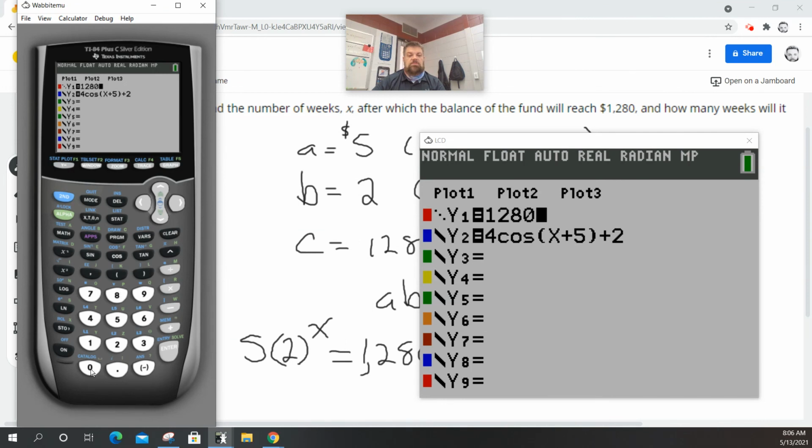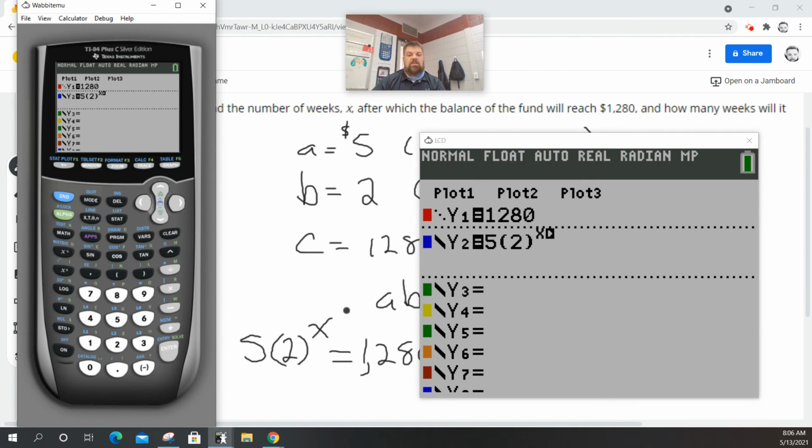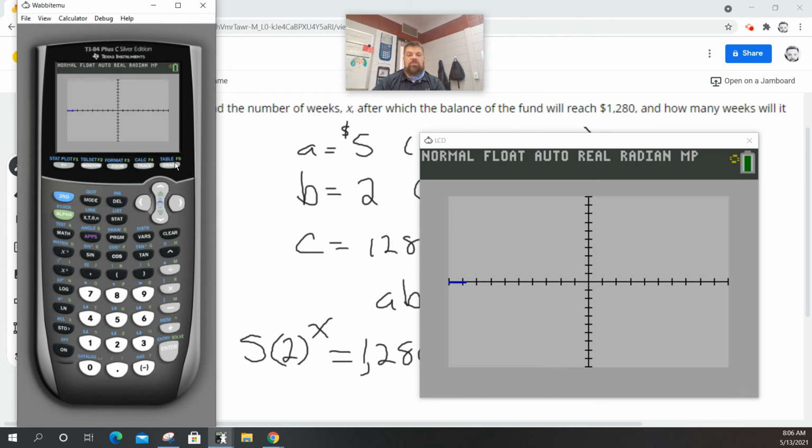Okay. So I'm going to graph the right-hand side of the equation, and then I'm going to graph the left-hand side of the equation. All right. Now what I'm looking for is where they cross. So let's take the graph. Hopefully it'll show up on the screen. I don't know. Maybe it will, maybe it won't. So that's my exponential function. And then, oh, y equals 1,280. I'm never going to see where those two cross.